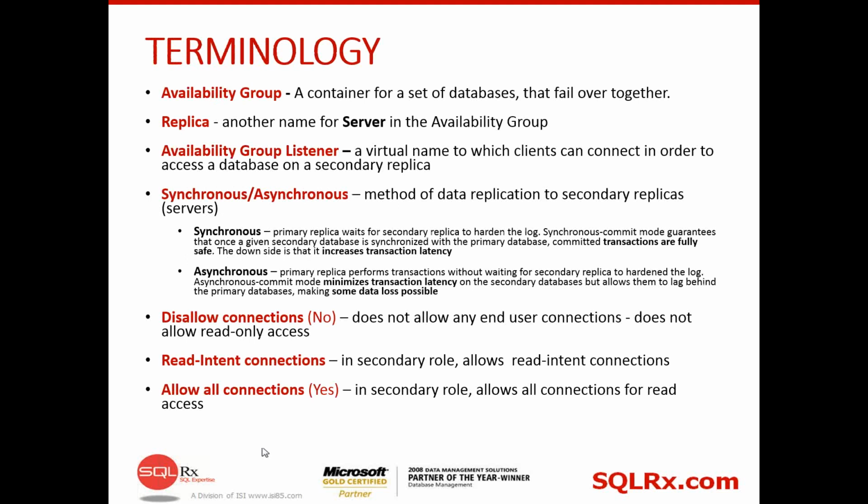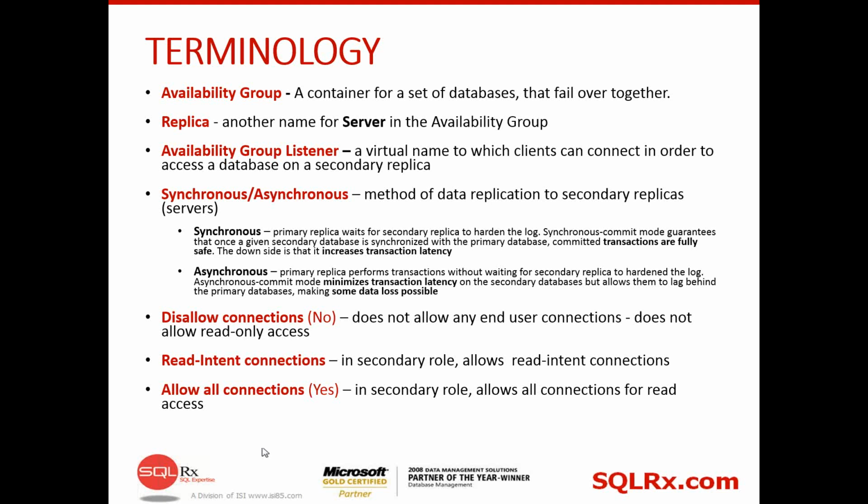All right, availability group. This is a container for a set of databases. It's your group of databases that's going to fail over together. You can actually have more than one AlwaysOn availability group on your server as well. All right, replica is just another name for server. You can use them interchangeably, and I will try and refer to servers as replicas throughout the presentation.